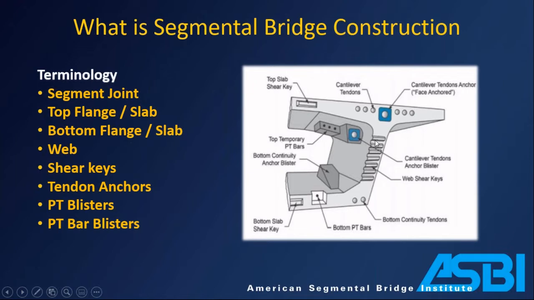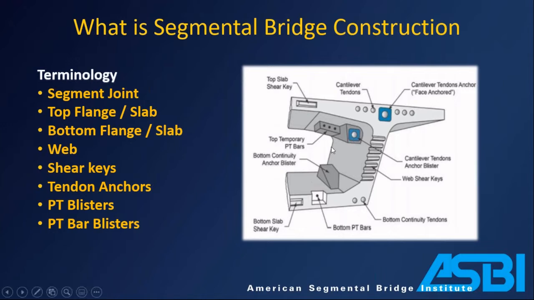Shear keys, when you see these bumps and indentations, you see some in the top, some in the bottom, mostly along the web, those are the shear keys. Tendon anchors, so if you see a big square piece of steel with a hole in it embedded in the segment, that's what that is. That's the anchorage hardware for a tendon for the post-tensioning.